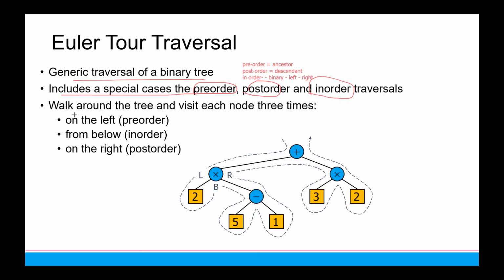Okay. So walk around the tree and visit each node 3 times. On the left, we do the pre-order; from below, it is in-order; and on the right, it is post-order. If you have interest in this Euler tour, there are a lot of things to do with it, especially for transportation. I will not explain in detail. If you want to use this for your team project, you can try to figure it out by yourself.